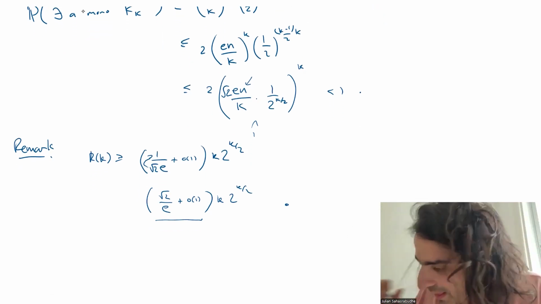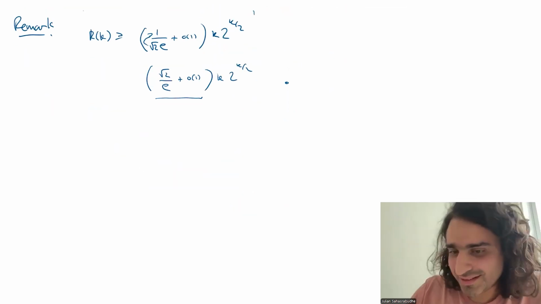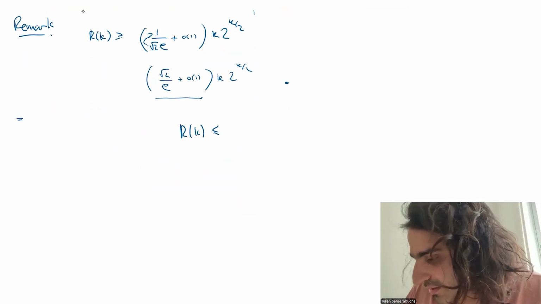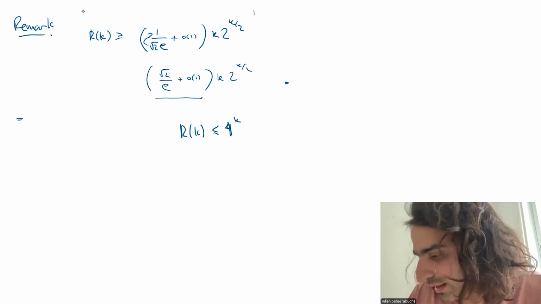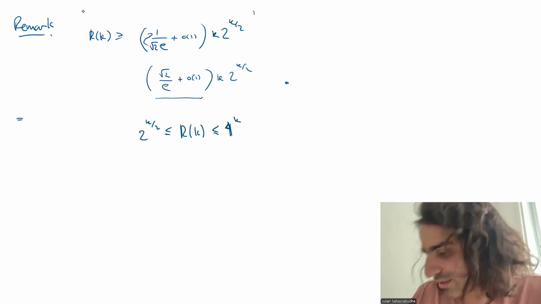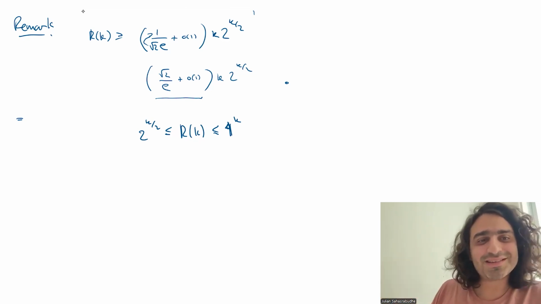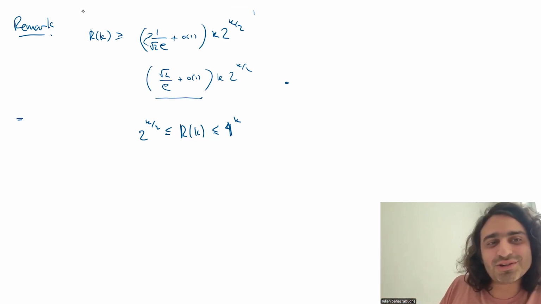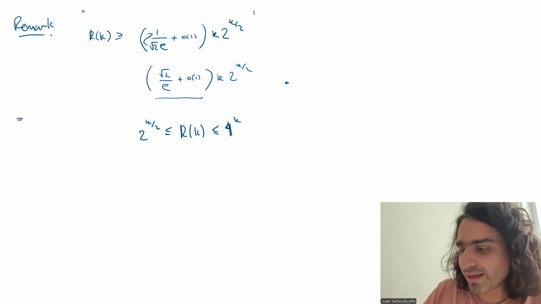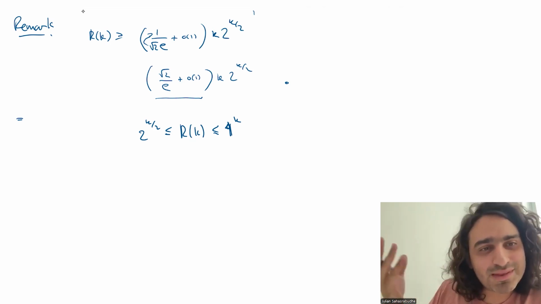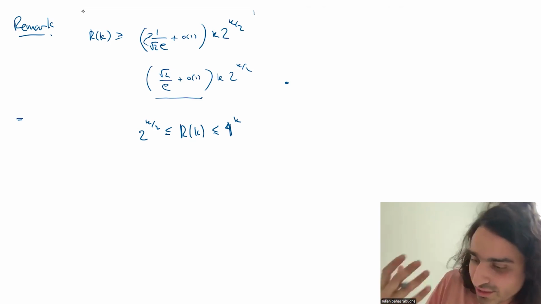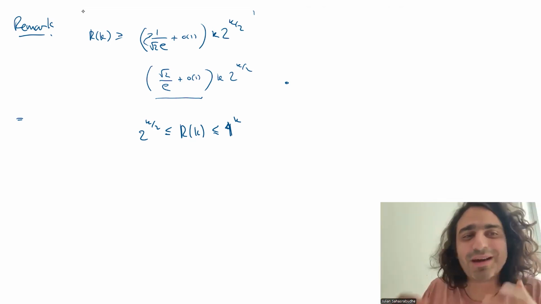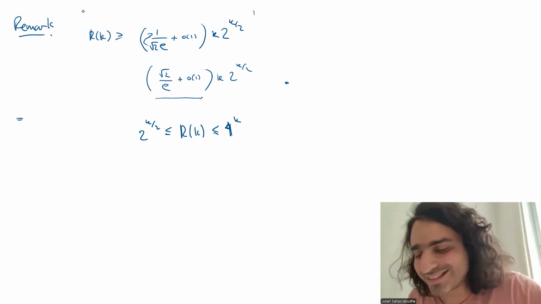Good. Okay, so what's happening? R of k is at most 4 to the k, as we saw. And we've also seen that it's at least 2 to the k over 2. Nice. So we feel good about ourselves that we understand this exponential, but the big question remains: what's happening in between these two ranges? There's quite a bit of interesting mystery between these two ranges.